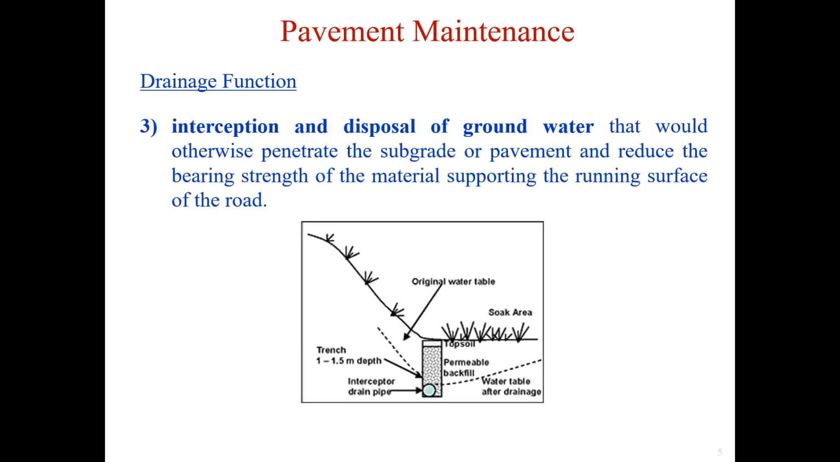Thirdly, it could intercept and dispose of groundwater that would otherwise penetrate the subgrade or pavement, which will eventually reduce the strength of the materials that support the running surface of the road. For some places, there are permeable backfill to facilitate the flow and collection of the groundwater to the interceptor drain pipe.